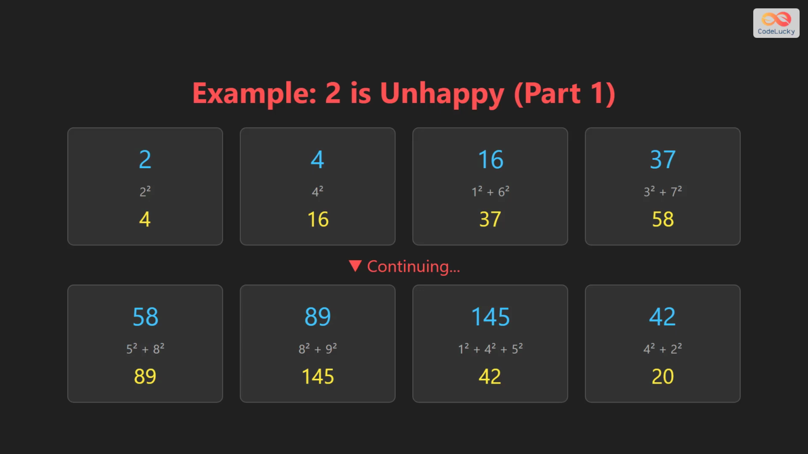Now let's see what happens with an unhappy number like 2. 2 squared is 4. 4 squared is 16. 1 squared plus 6 squared is 37. 3 squared plus 7 squared is 58. As we continue this process, the numbers keep changing, moving to 89, 145, 42, and then 20.